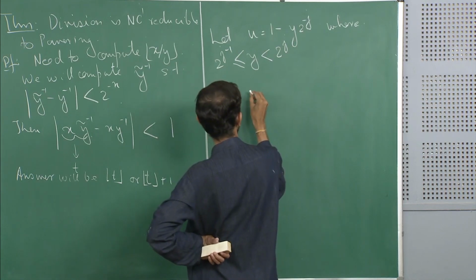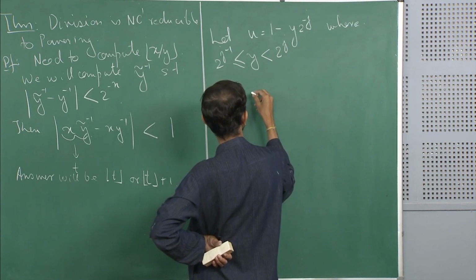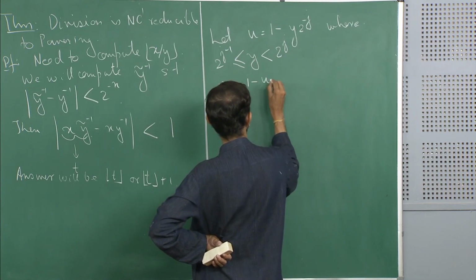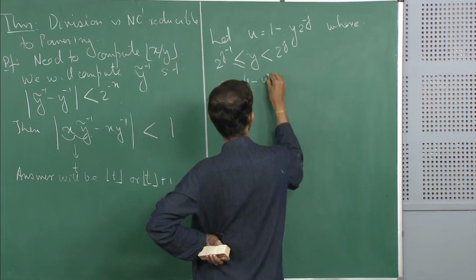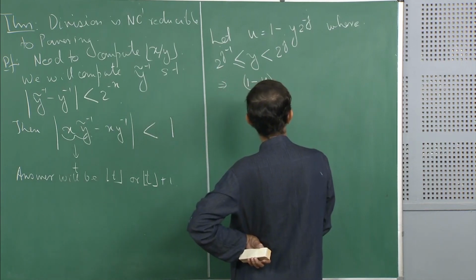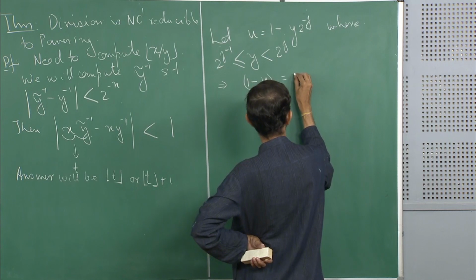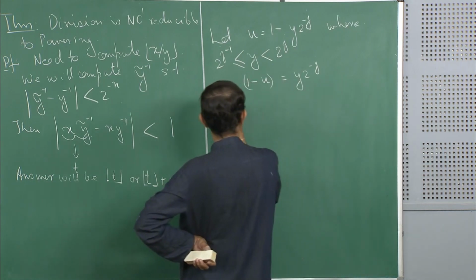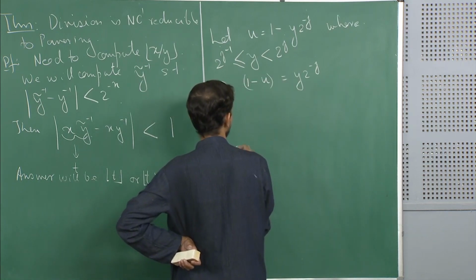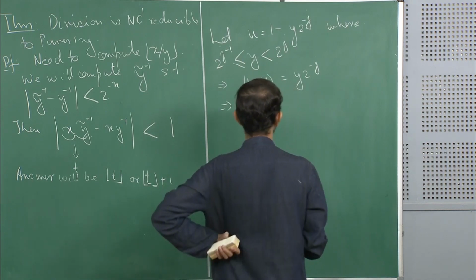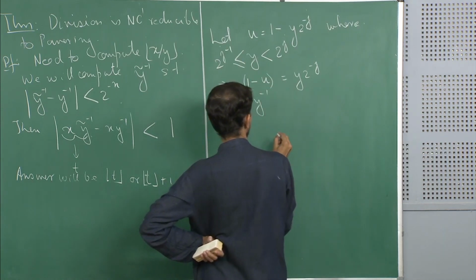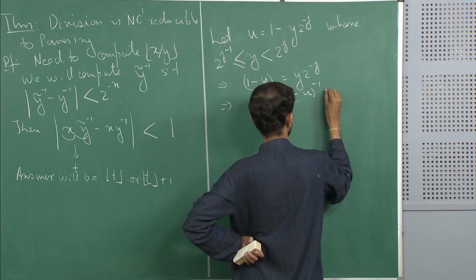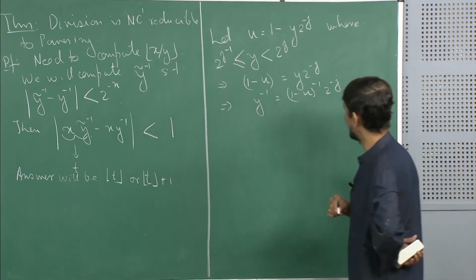So, this implies that 1 minus u is equal to y times 2 to the power minus j, which implies that y inverse is equal to (1 minus u) inverse into 2 to the power minus j.